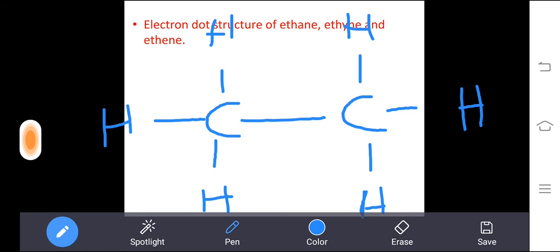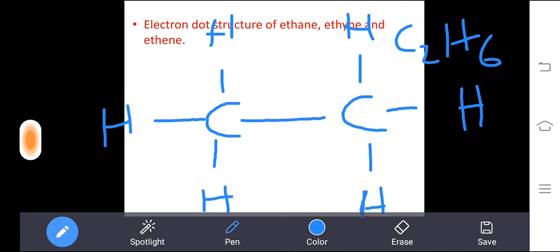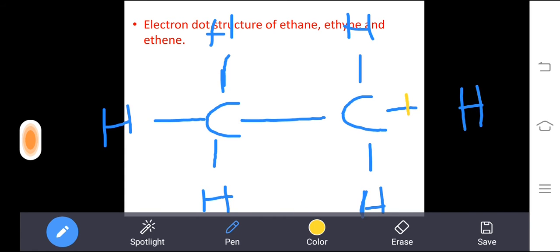The same formula, if you write it like this, is C2 with how many H? 6 H, so C2H6. This is called the molecular formula, and that was the structural formula. From this structural formula, we can draw the electron dot structure very simply. Once you draw the structural formula, you want to rub out the lines. If you're using a pencil, you can use an eraser to cut the lines like this.